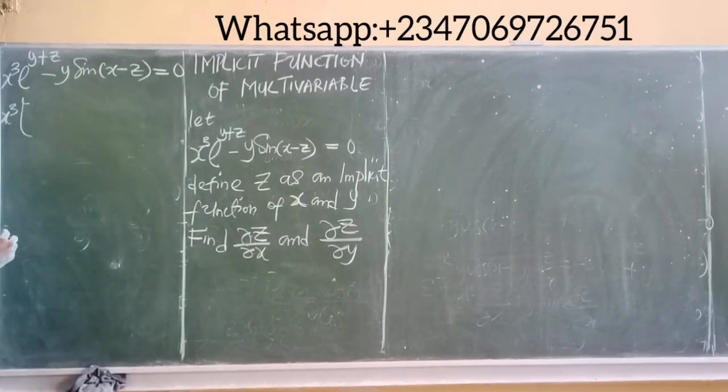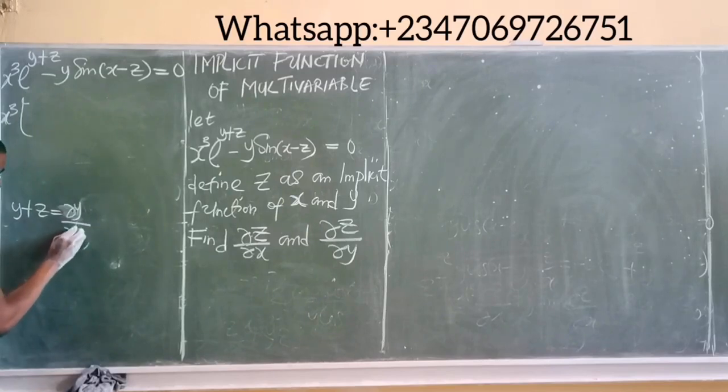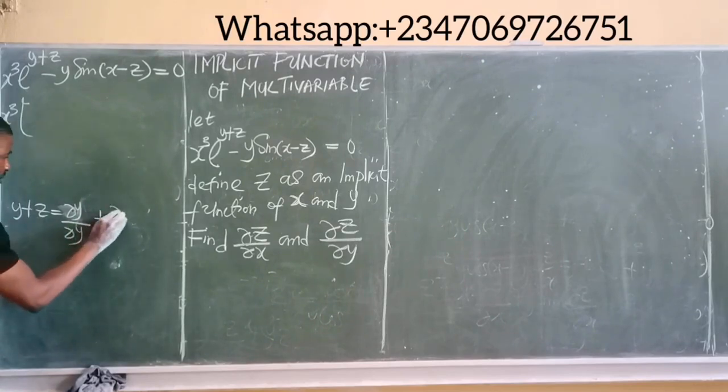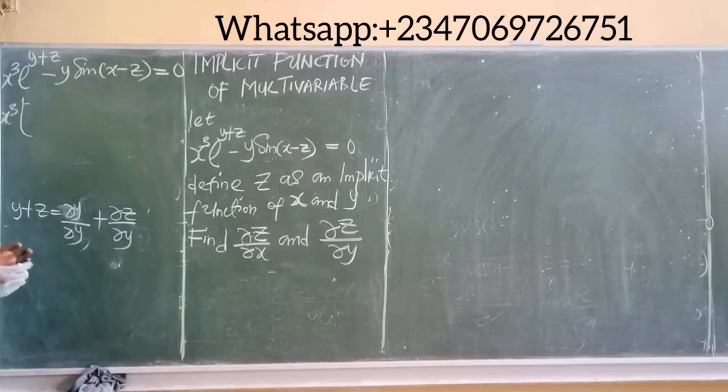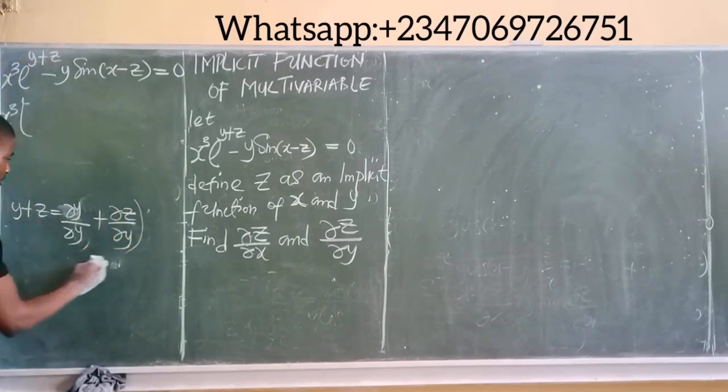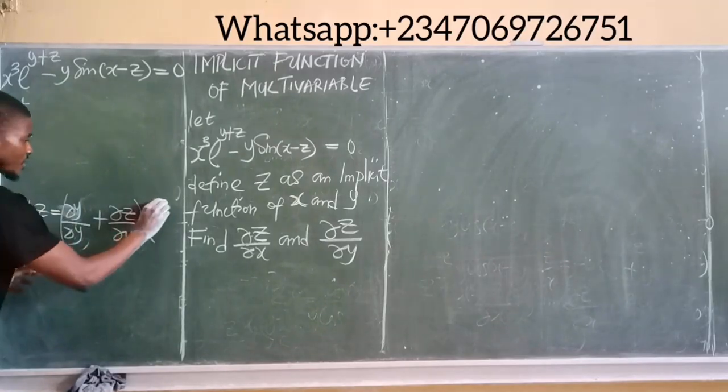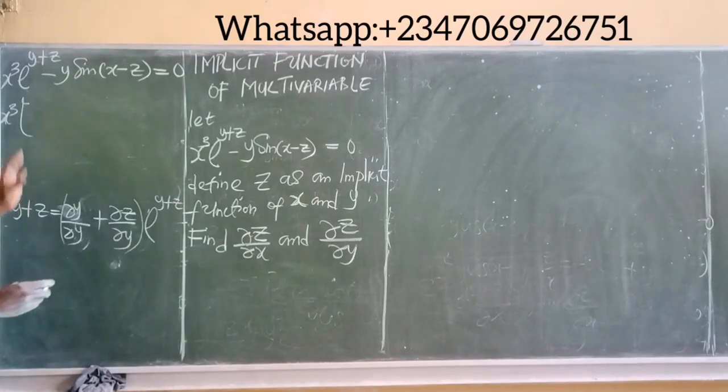The power of the exponential function is simply y plus z, and I want to differentiate this with respect to y. Differentiating y with respect to y gives 1, which is partial y all over partial y. Plus, I have z here, so I differentiate z, which is partial z all over partial y, and this is what we have been asked to find. This becomes the derivative of the power of the exponential function. All I need to do is multiply this derivative by the exponential function itself, y plus z. This becomes the full derivative of the exponential function.